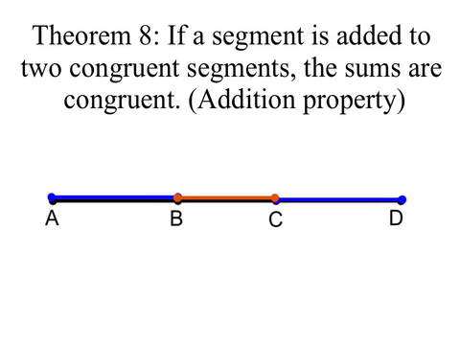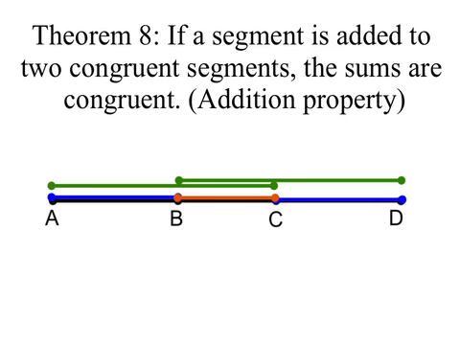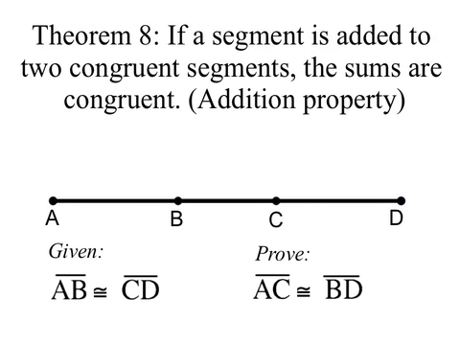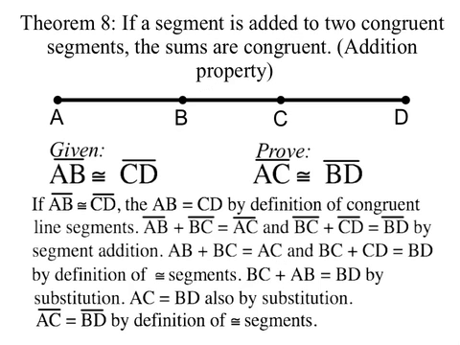And what this theorem is going to prove is that the distance from A to C is the same as the distance from B to D. We're given then that segment AB is congruent to segment CD, and we're going to prove that segment AC is congruent to segment BD. And all of the theorems in this lesson are related, so their proofs are also very similar. I'm going to show the proof for just the first of the several theorems in this lesson.